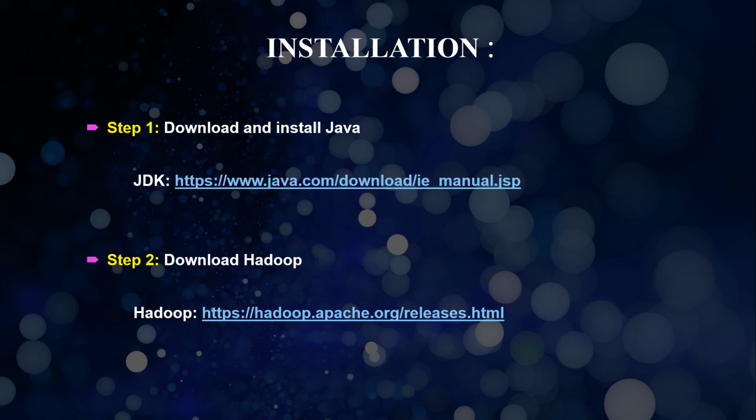Step 2. Download Hadoop. Hadoop can be downloaded from the Apache Hadoop website. Make sure to have the latest stable version of Hadoop. Once downloaded, extract the contents to a convenient location.